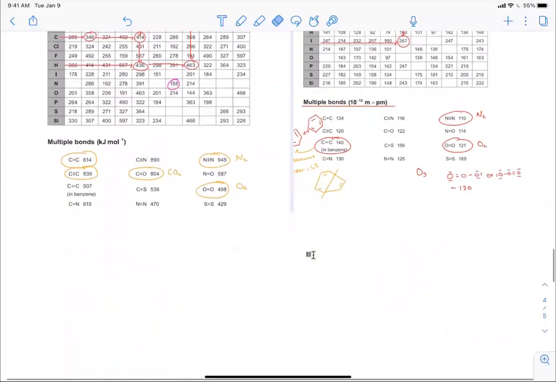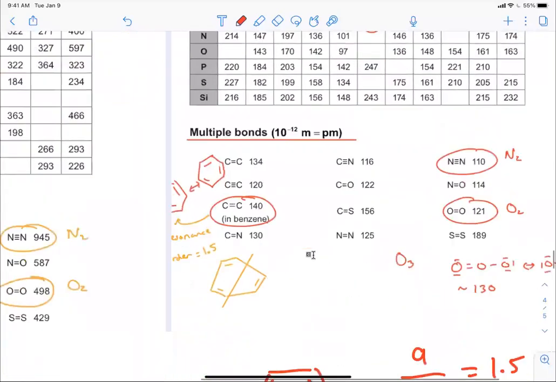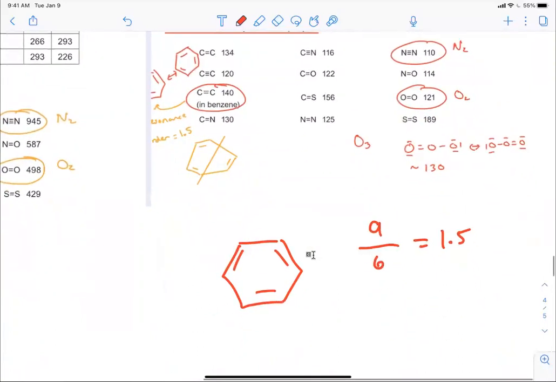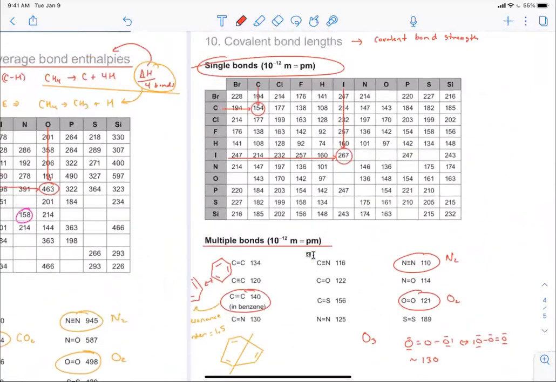But so, like for benzene, it's essentially 9 bonds for 6 places. So therefore, you have about 1.5 bond strength, which means the bond length will be between a single bond and a double bond, which makes sense here because a double bond is 134 and a single bond is 154. So 140 is kind of right in the middle, well, a little bit closer to the double bond, but it's right between those two. And they could have you predict the bond length using information from this table to determine that.